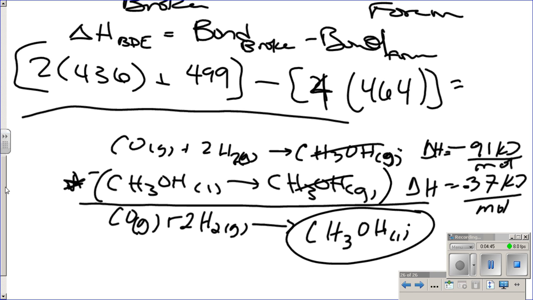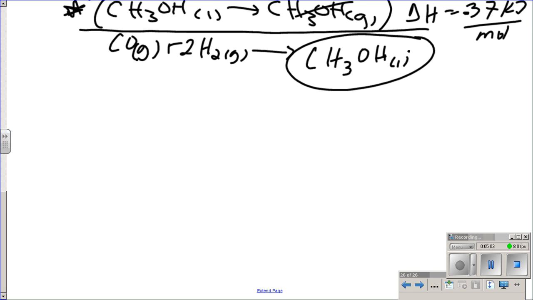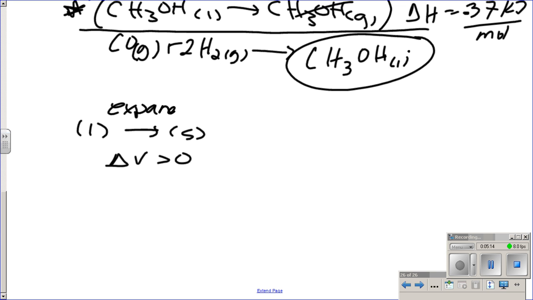Okay, this one involves the volume change. What's so special about water when it freezes? Anybody? It expands. So going from liquid to solid, are we freezing? Yeah, we're freezing. The volume change will be greater than 0 because water expands when it freezes, and that's why ice floats.